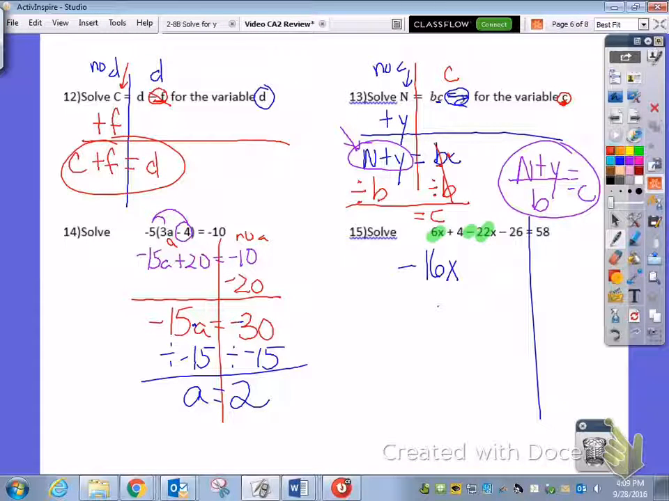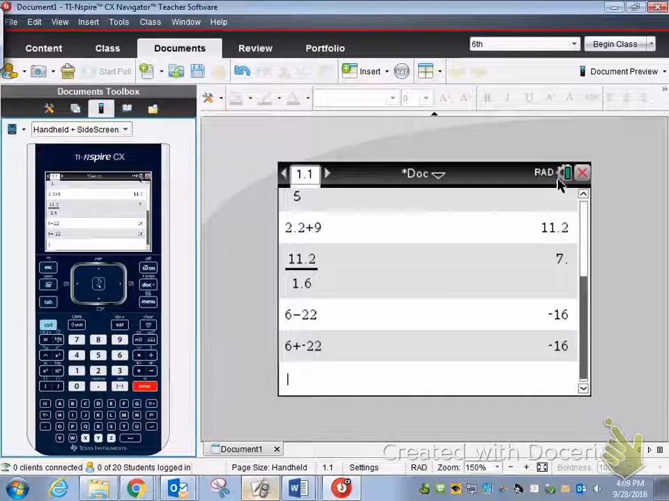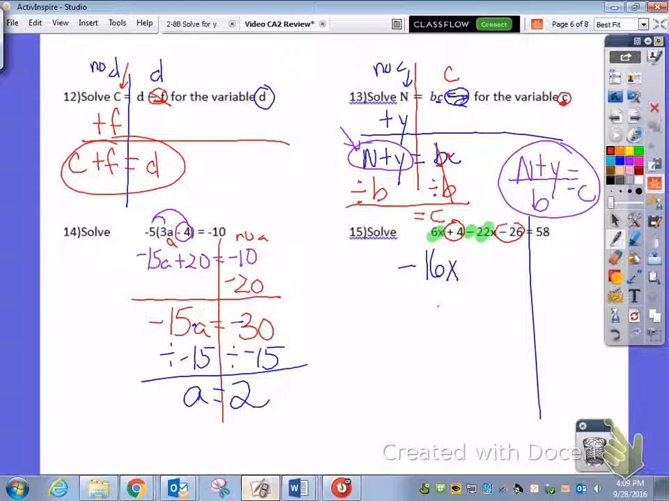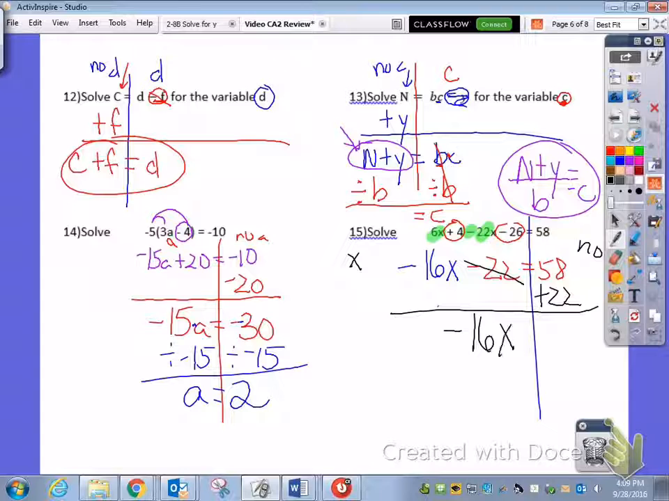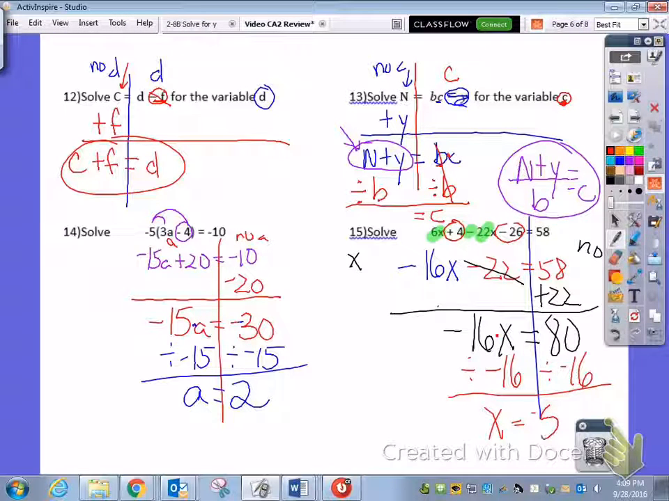And then what else can I put together? I can put positive 4 and then minus 26. So 4 minus 26, which is negative 22, equals 58. And then you can go on from there. I want x's on this side, no x's over here. So get rid of your 22, so that becomes plus 22. Negative 16x equals 80. And then the opposite of multiplying is to divide. So you divide by negative 16. So x equals negative 5.